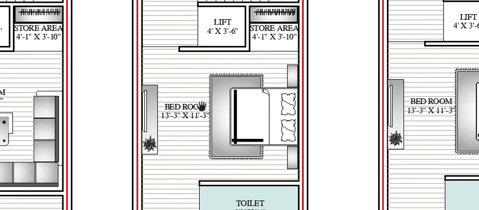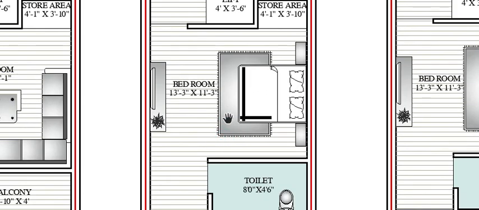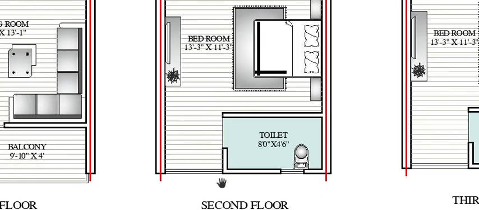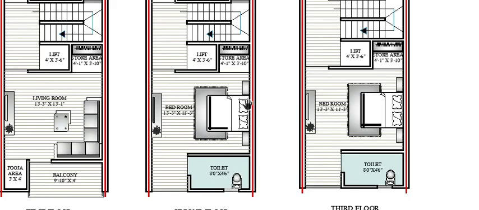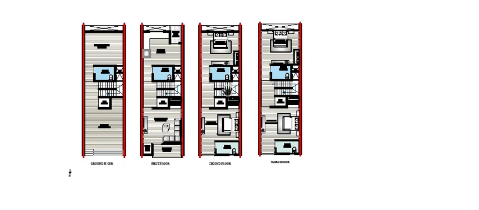This is the bedroom, which is 13 feet 3 inch by 11 feet 3 inch, same as the front bedroom. This is the toilet. Here is the balcony space, and the third floor is the same as the second floor. As you can see, this one is the third floor and this one is the second floor.